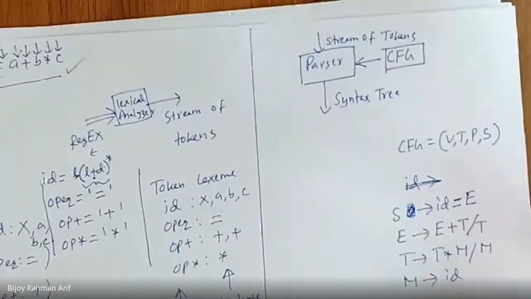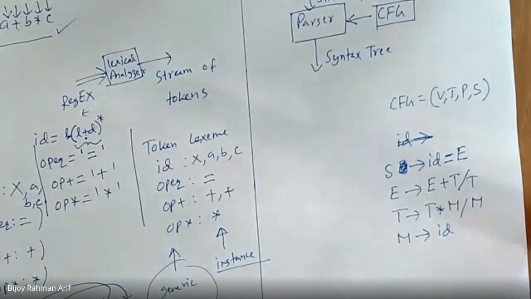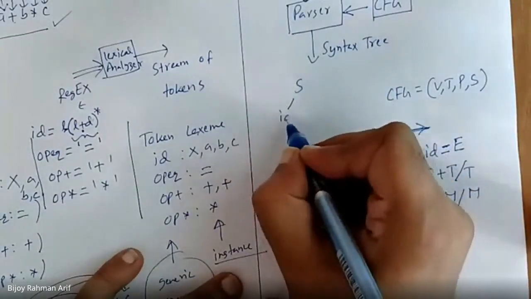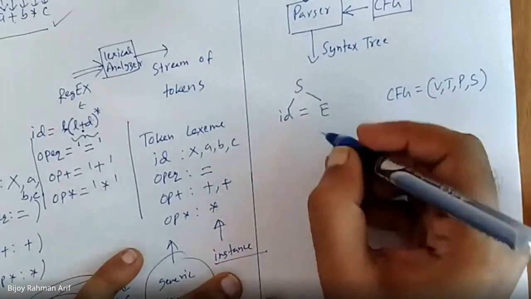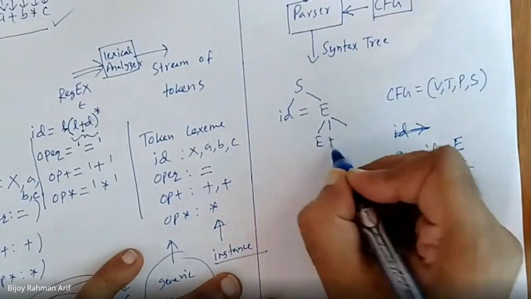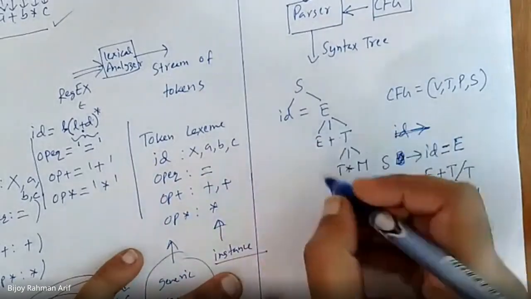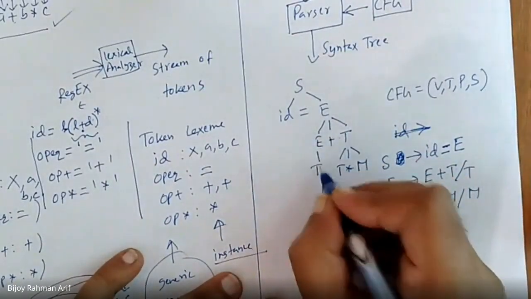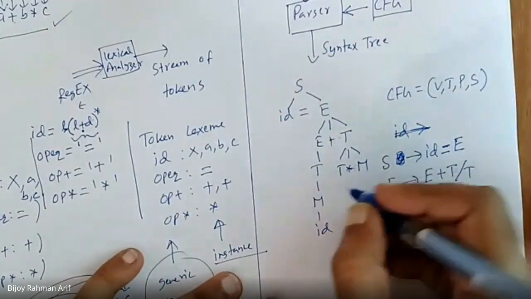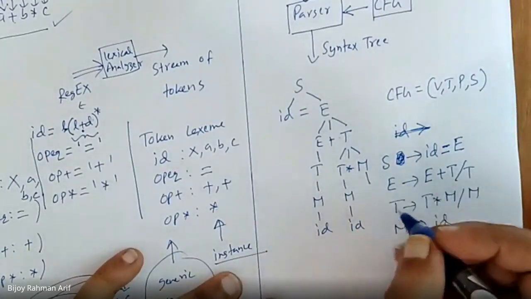Then what would happen? Using this grammar, the parser tries to create a parse tree. And what would be the parse tree? The parse tree would be like this. S is ID equal to E. E would be nothing but E plus T. T would be nothing but T star M. E would be nothing but T. T would be nothing but M. M is nothing but ID. Then T is nothing but M. M is nothing but ID. M is nothing but ID.